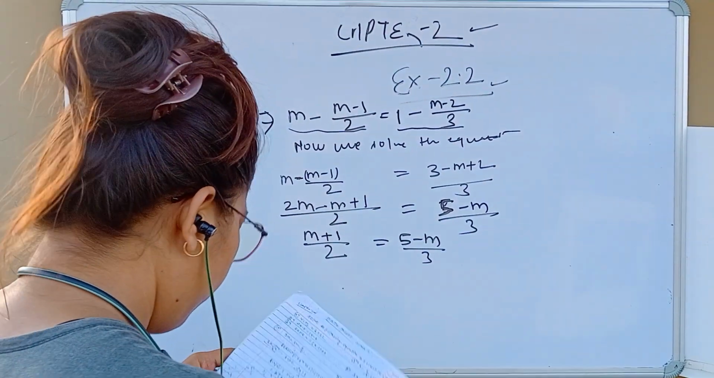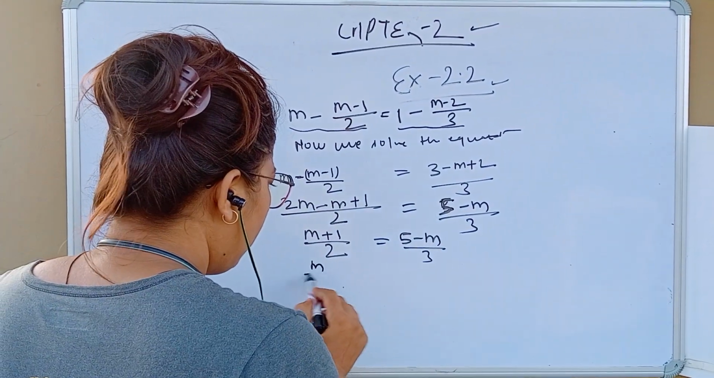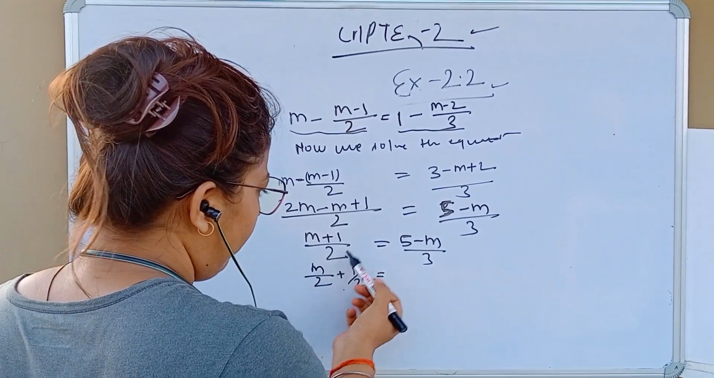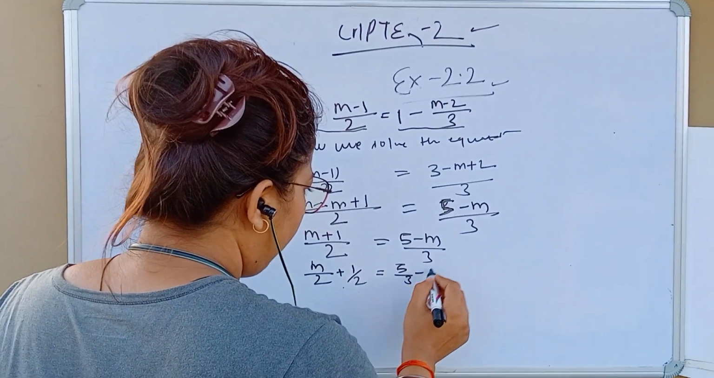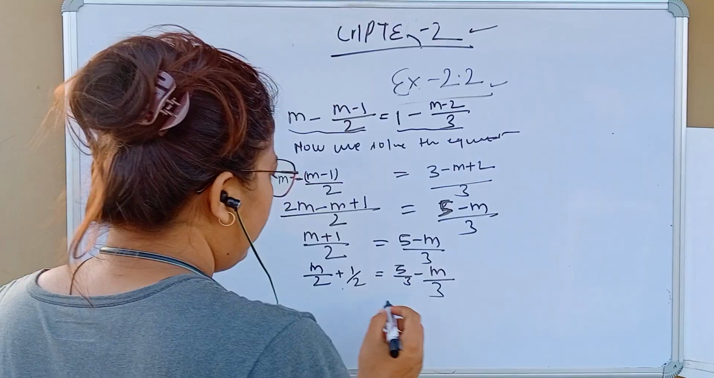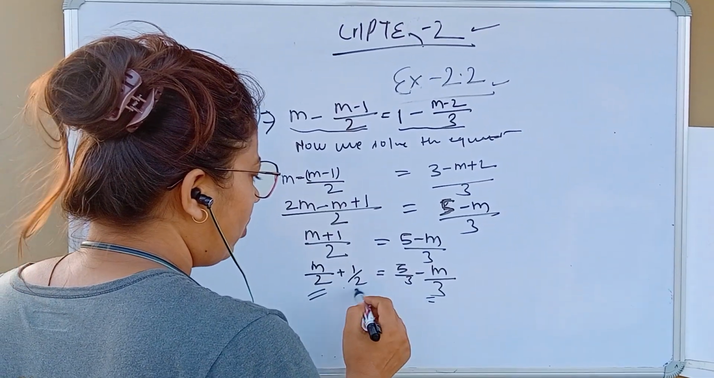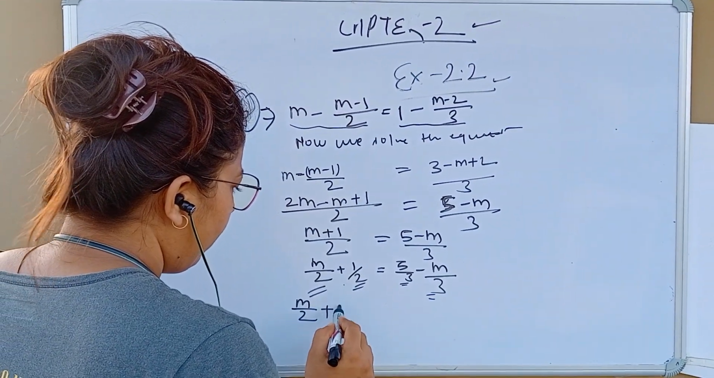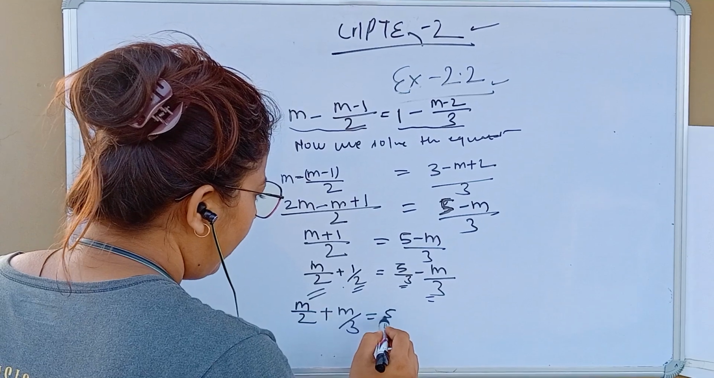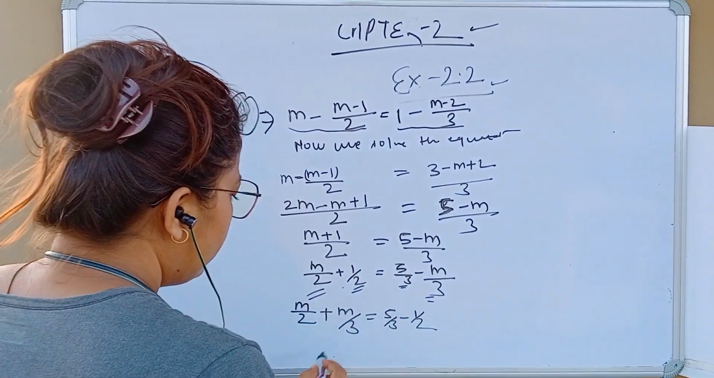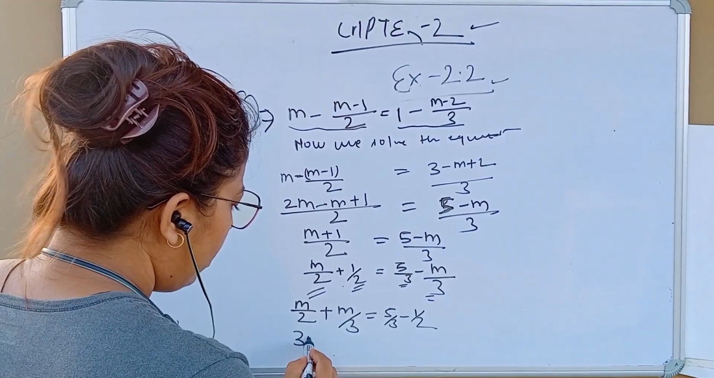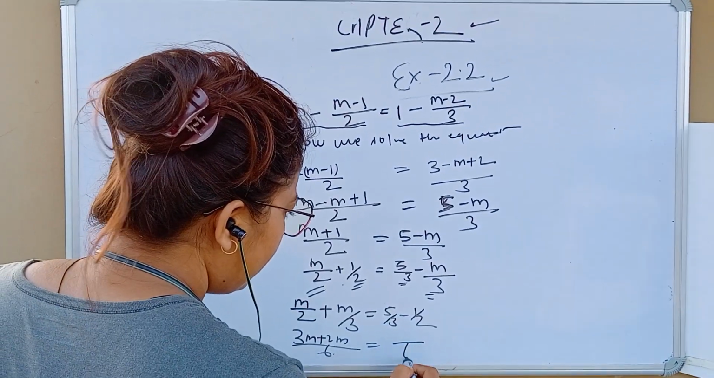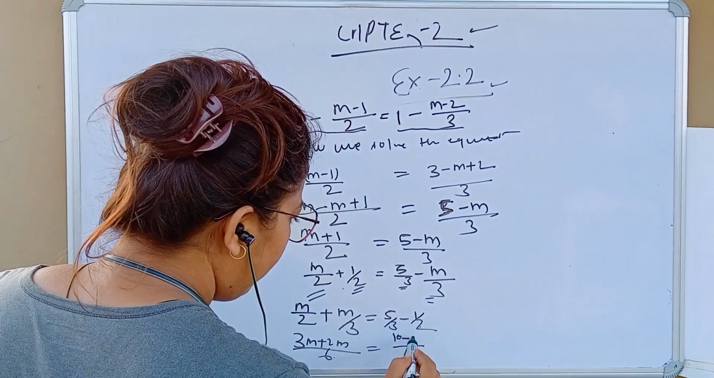So take m by 2 plus 1 by 2. We can take it separately as m by 2 plus 1 by 2. Then m by 3 minus 5 by 3 minus m by 3. So take the variable at one side and constants at one side: m by 2 plus m by 3, and 5 by 3 minus 1 by 2. Here LCM is 6.